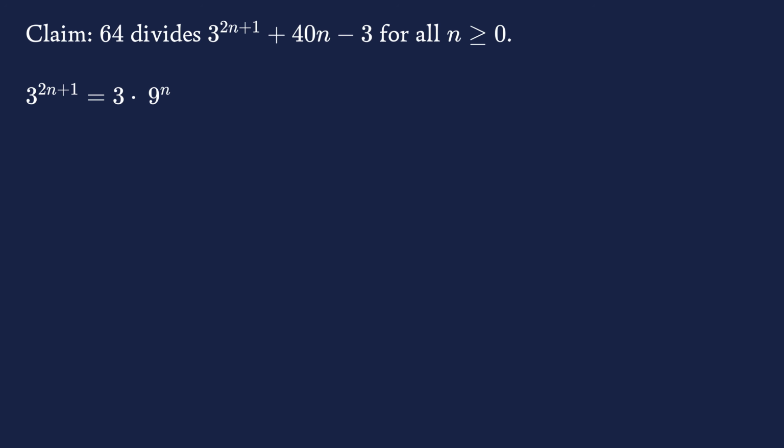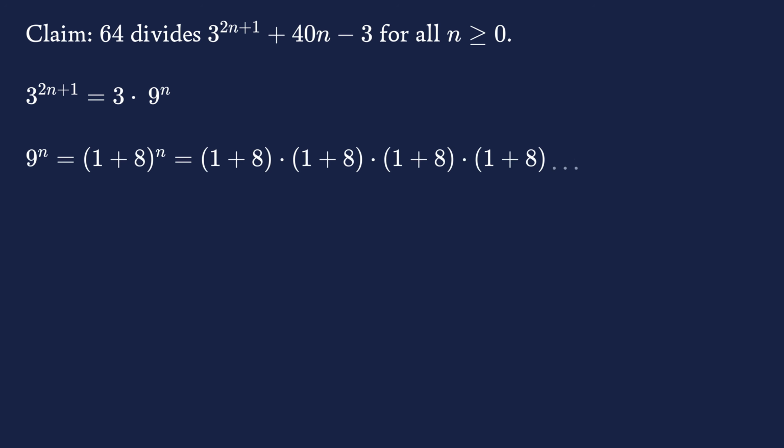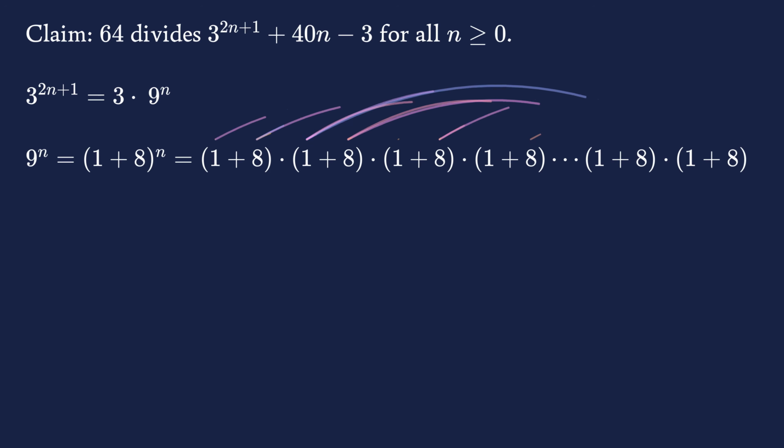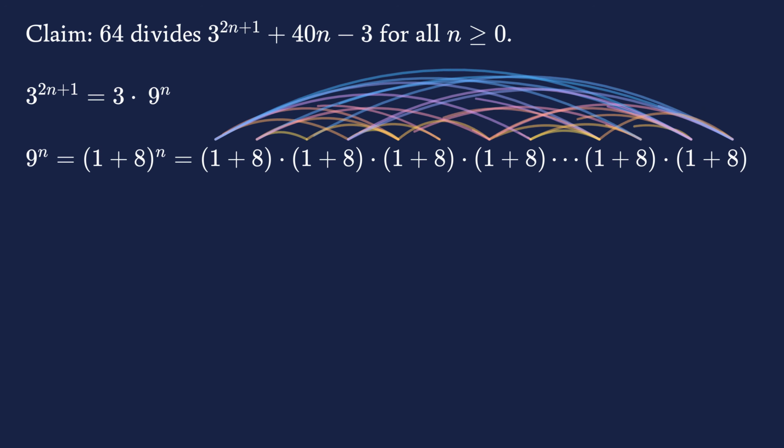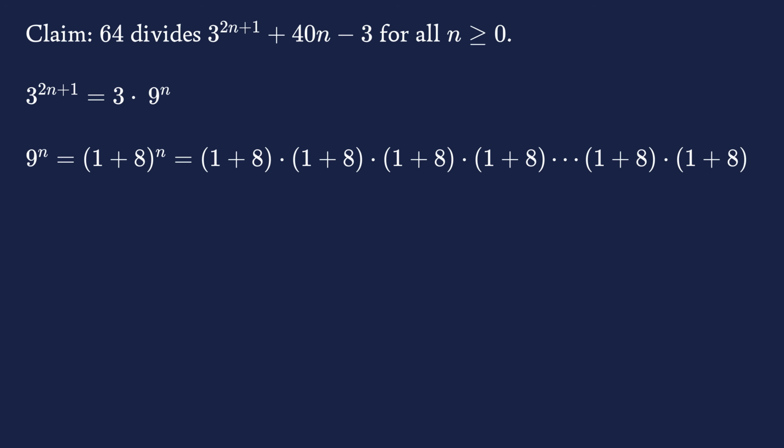The idea we now want to have is that 9 is just 1 larger than 8, which comes out of nowhere. But if you remember it, it's a very neat trick to tackle this kind of problem in the future. Let me show you how this is helpful. When writing 9 as 1 plus 8 and raising it to the power of n, we can expand this product. Doing so means to multiply every summand in every factor with every summand in the other factors.